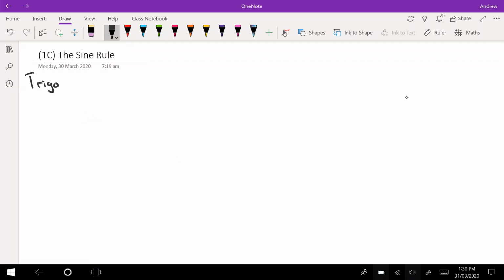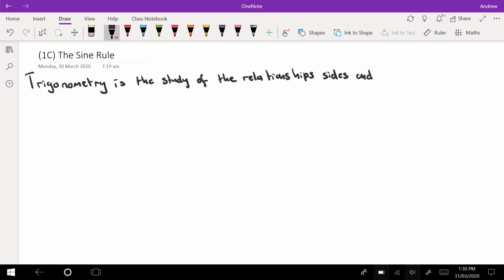So when we're talking about trigonometry, the definition of trigonometry is that it is the study of the relationships between sides and angles in a triangle. So it's the relationship between all the sides and the angles that are inside a triangle. Singular, not plural.